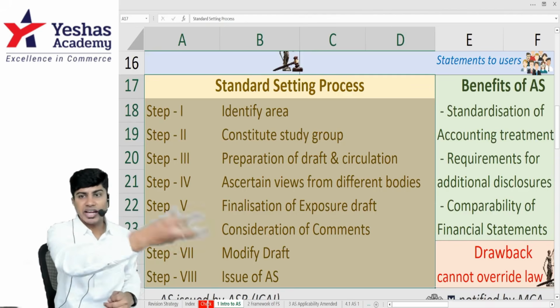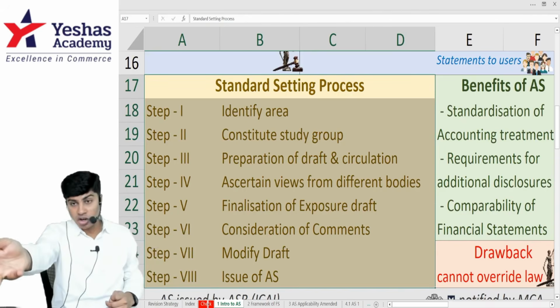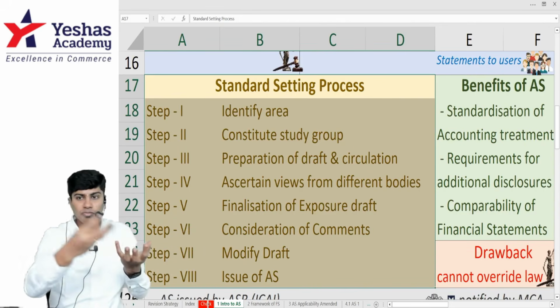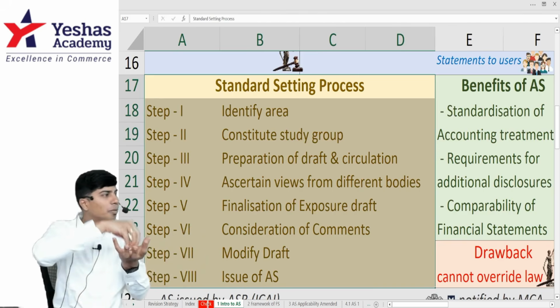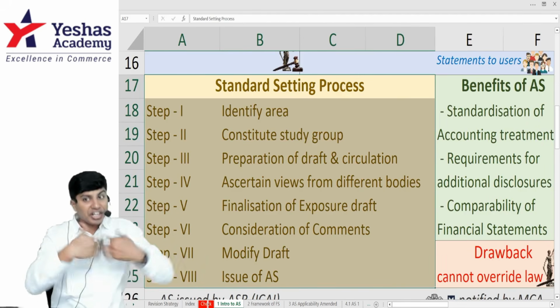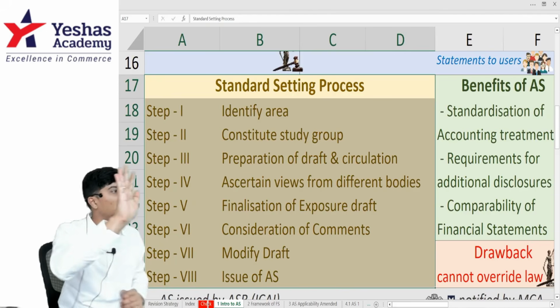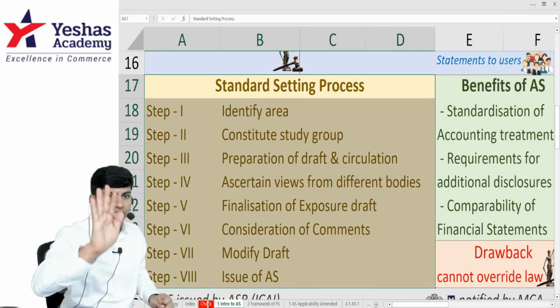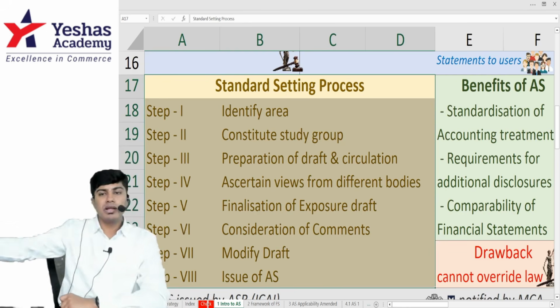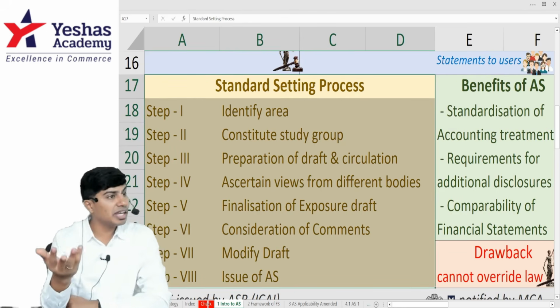Whatever suggestions ICAI, ICSI, Cost Accountants India, and SEBI give will be adopted. Once those suggestions are adopted, the draft is revised. The revised draft of the accounting standard is ready. This will be put on the website for open review by all the people. I can check, you can check, anybody can check.